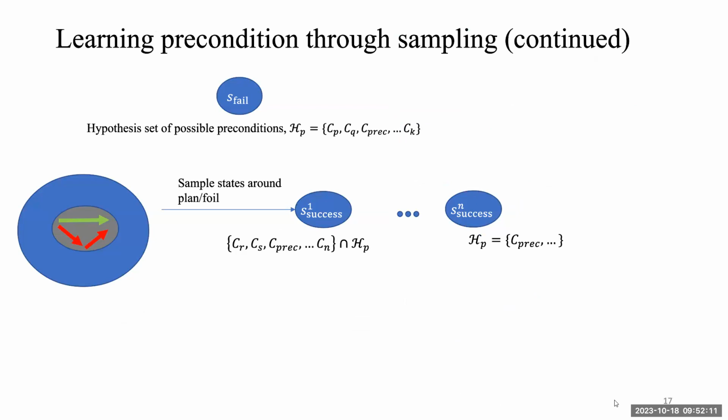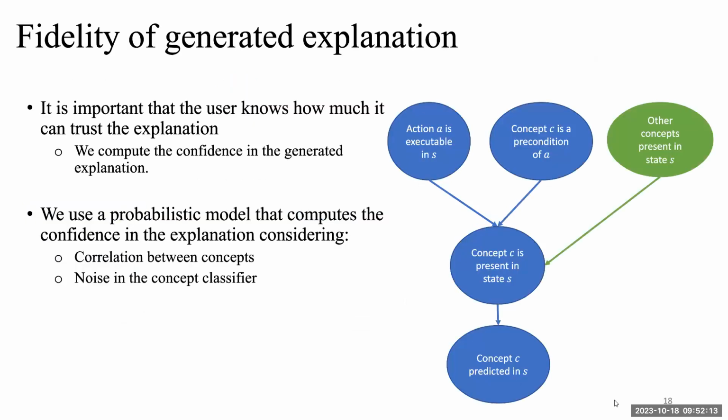But what we are saying here, once we consider confidence, is that we're also considering the fact that there can be noise in the concept classifier. So just because you are seeing it doesn't mean that it is definitely true. So that is also being accounted for.